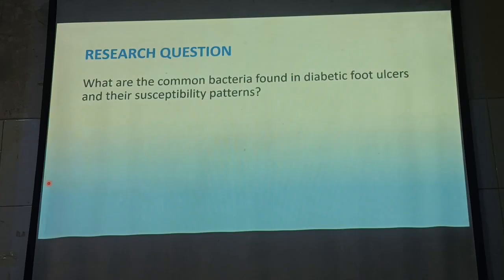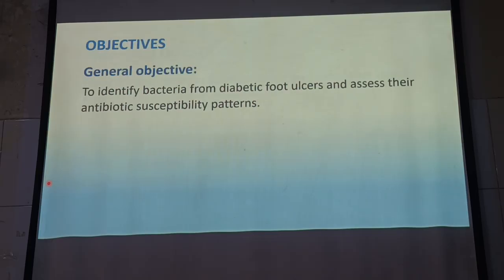Research question. What are the common bacteria found in diabetic foot ulcers and their susceptibility patterns? Objectives. General objective: to identify bacteria from diabetic foot ulcers and assess their antibiotic susceptibility patterns.